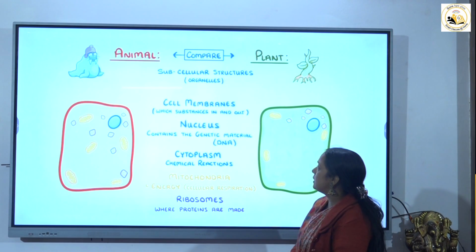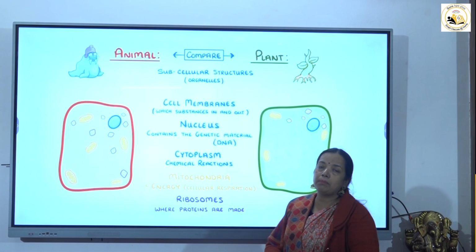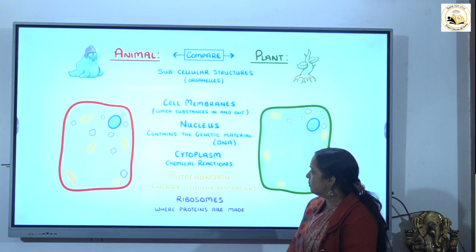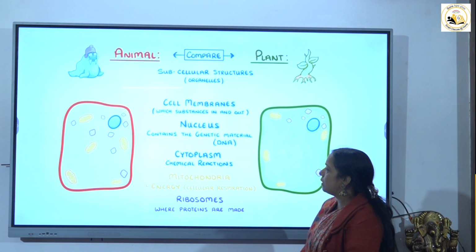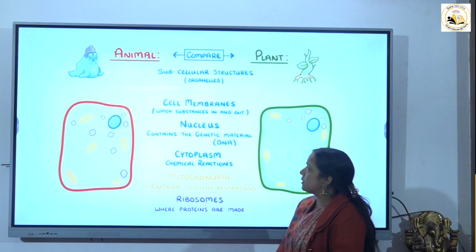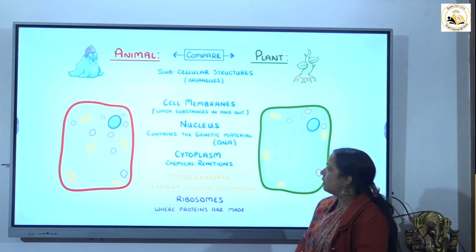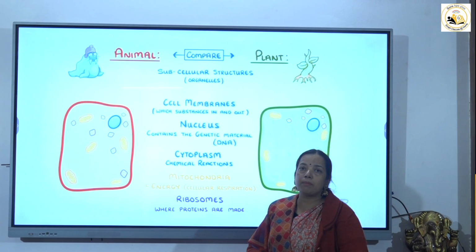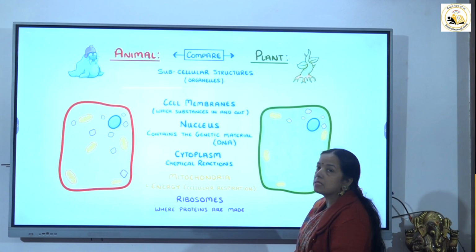A nucleus is present in both types of cells. A vacuole is present in the plant cell, but it is not present in the animal cell. And other organelles are mitochondria, ribosomes, endoplasmic reticulum. All such organelles are present in both types of cells, plant cell as well as animal cell. The various organelles are present in cytoplasm inside the cell, in both plant cell and animal cell.